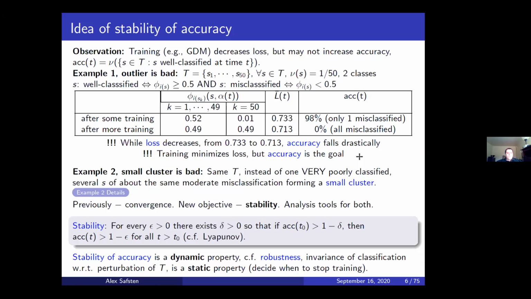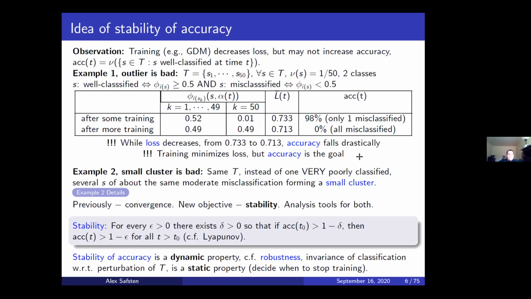So previously we were talking about convergence of the training algorithm. Now we're going to talk about the stability of the training algorithm. And by stability, we will use the following definition. For every epsilon greater than 0, there exists delta greater than 0, such that if accuracy at time t naught is bigger than 1 minus delta, then accuracy at all later times is bigger than 1 minus epsilon. So this is a clear analogy to the notion of Lyapunov stability.